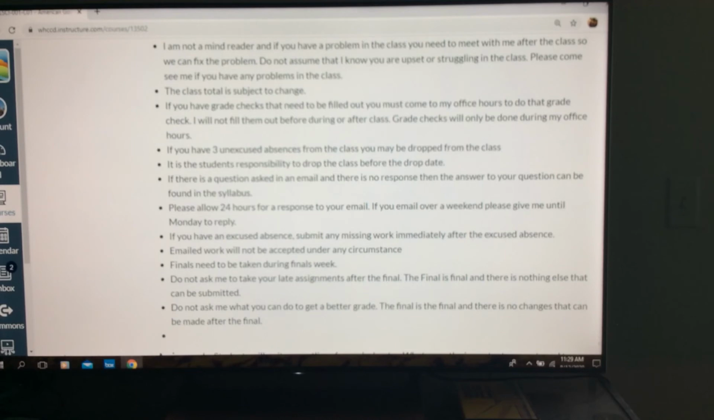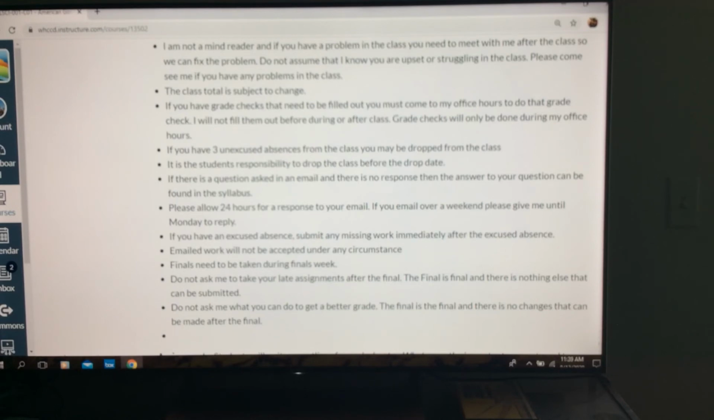Finals can only be taken during finals week. So if you have a cruise planned, because it's really cheap to buy cruise tickets now, and you say, oh, can I take it early? School policy, finals are only taken during finals week unless it's an excused absence. So say a death in the family, or you're in the hospital. Then we can do something to help you there.